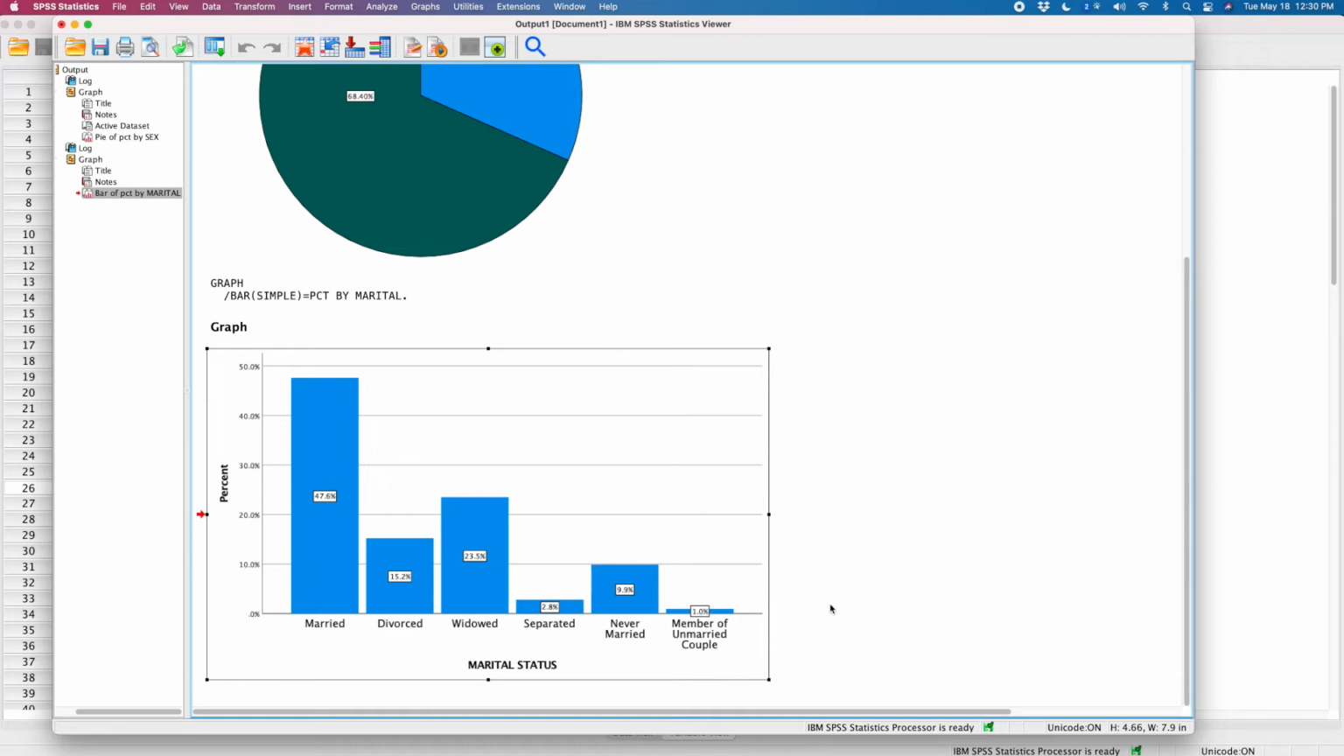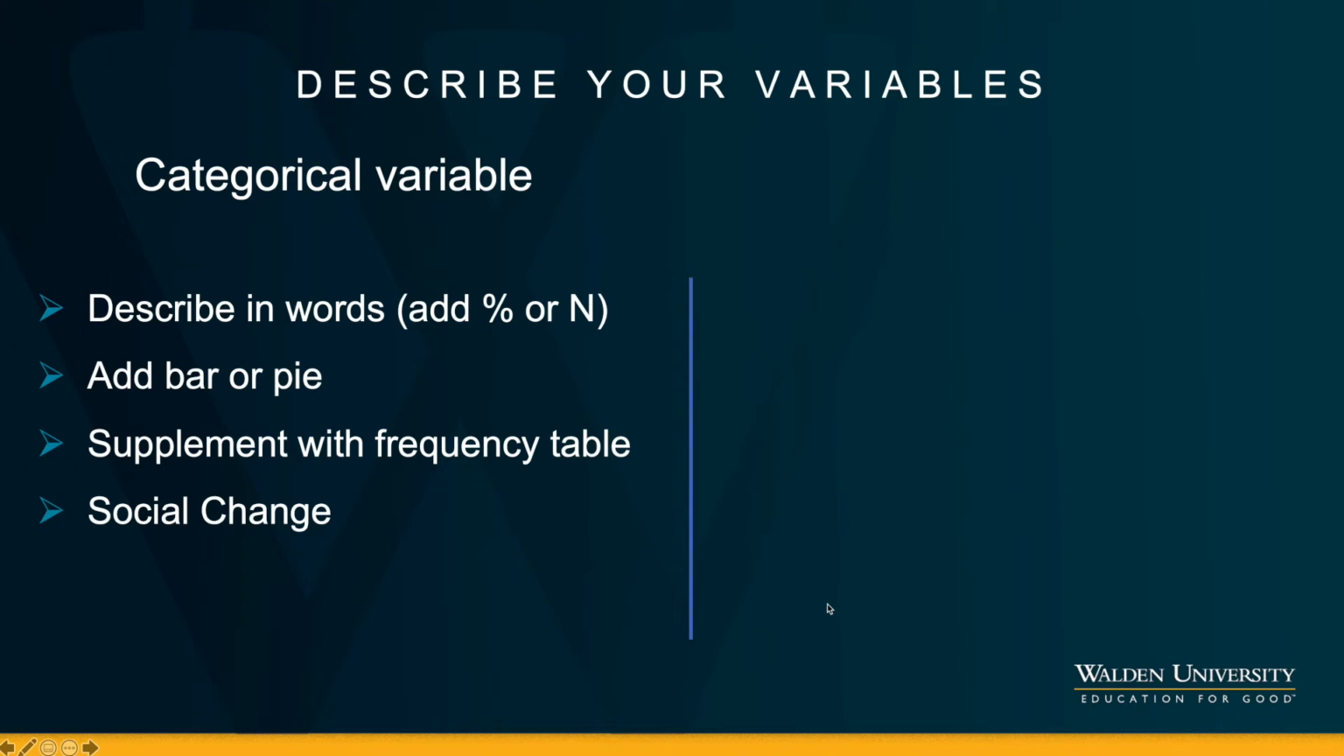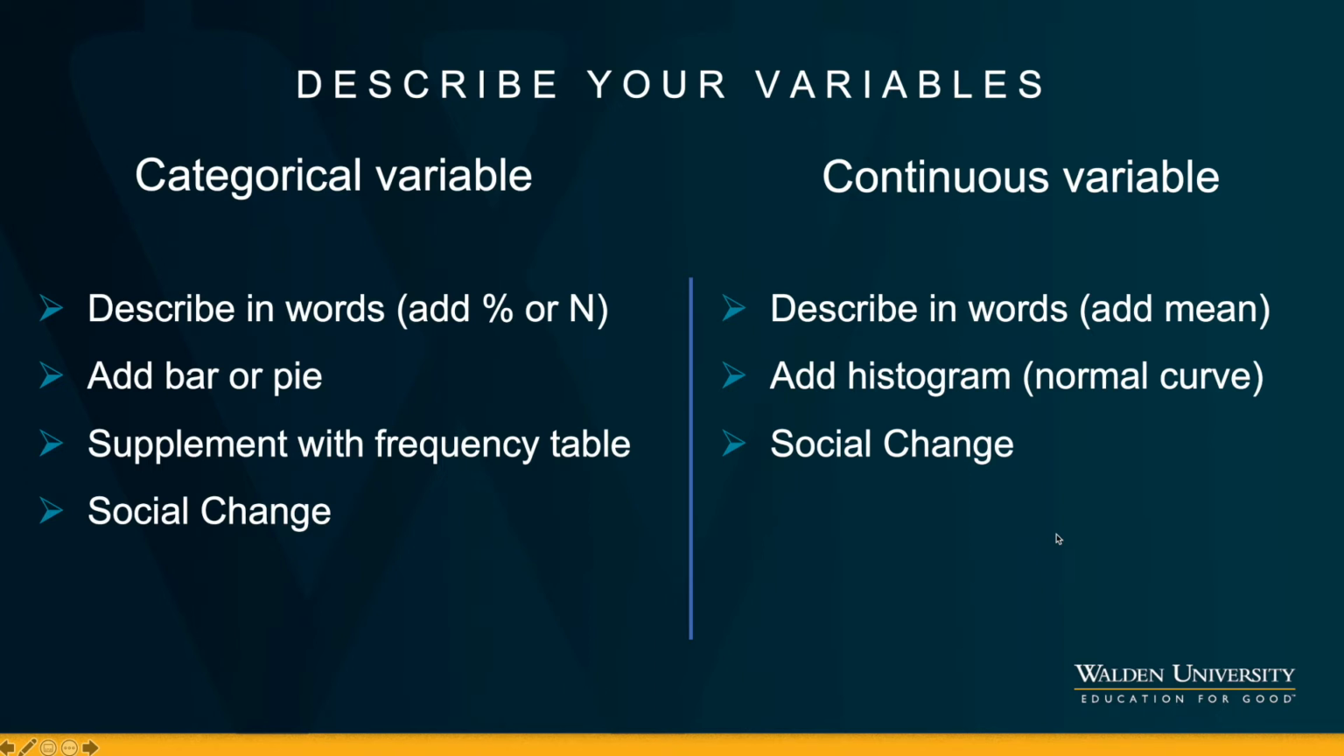Now this completes the graphs for the categorical variable. Let's go back to our PowerPoint and look at the setup for our continuous variable. We're also going to describe this variable in words. We want to really mention what this label is about, what is the name of the variable, and what is the level of measurement. When we make a graph, SPSS actually produces the mean as well, and I show you where that lives. We're going to add a histogram, and we will place the normal curve in there. And of course, we will conclude with the social change that I will also talk about for the categorical variable.